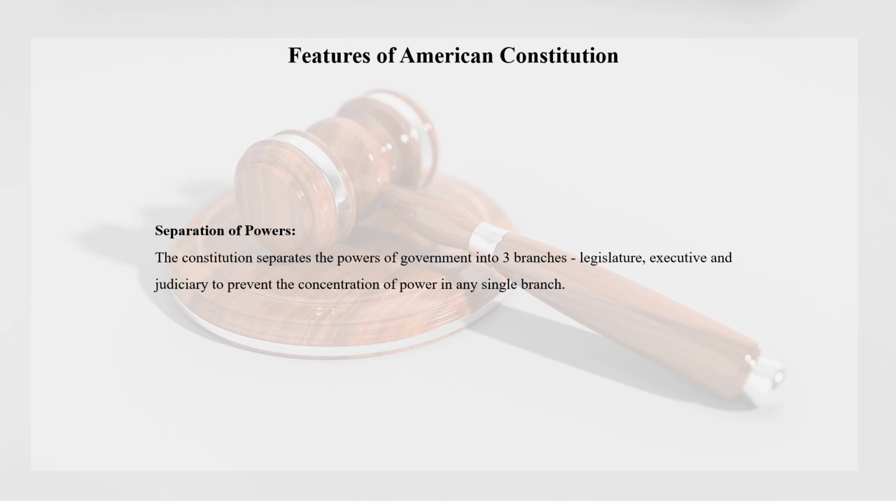Sixth, separation of powers. The Constitution separates the powers of the government into three branches: legislature, executive, and judiciary, to prevent the concentration of power in any single branch. For example, the president is elected directly by the people and cannot be removed by a no confidence motion before the expiry of his term of office. The president has a fixed tenure and is not a member of the Congress.